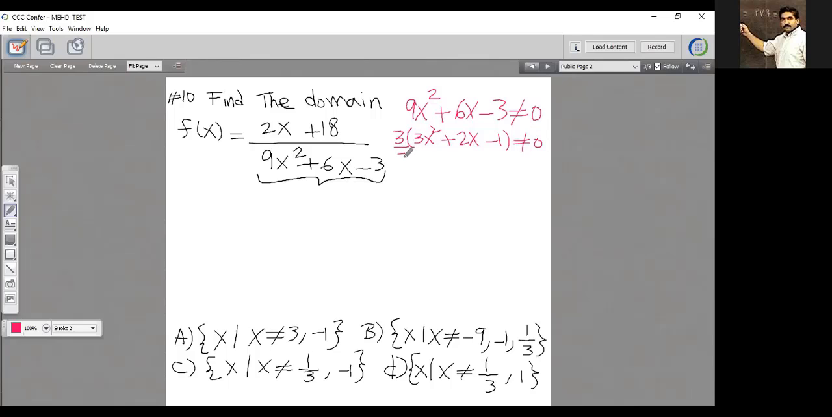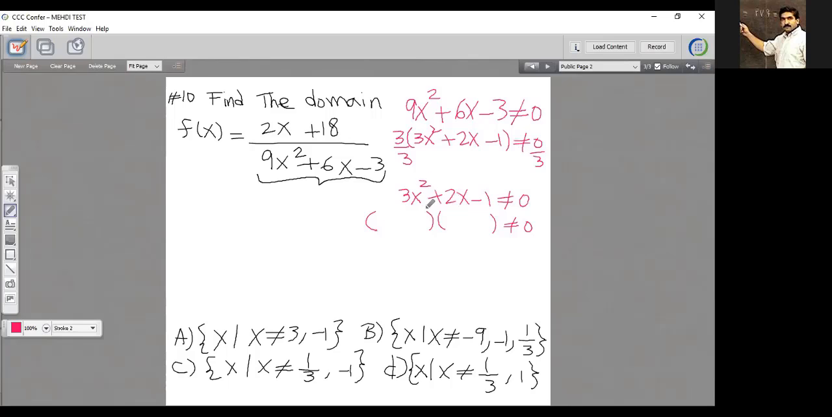So I can divide both sides of the inequality by 3. So really I'm solving for 3x squared plus 2x minus 1 cannot be equal to 0. In order to solve for x here, I need to factor this. I can use a trial and error method for factoring.